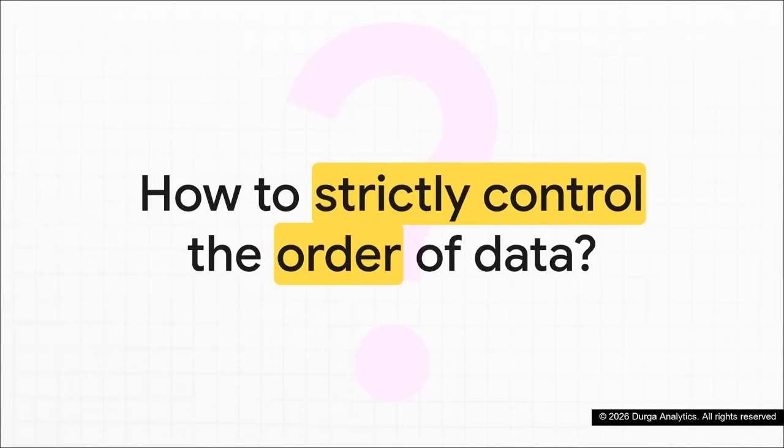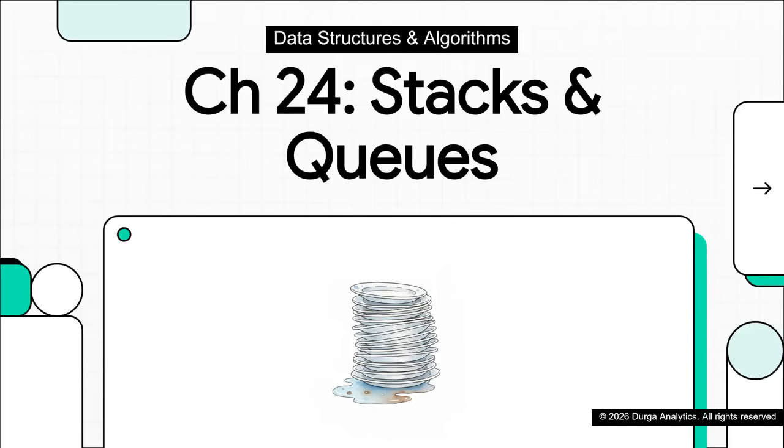So we've mastered the array's contiguous speed and the linked list's rewiring superpower, but what happens when our systems demand strict rules on who gets processed first? Now that we have arrays and linked lists, how do we build structures that strictly control the order of data? Well, I'm going to leave you with that provocative thought because answering it is exactly what we are going to do in our next explainer chapter, Chapter 24, Stacks and Queues. I'll see you there.